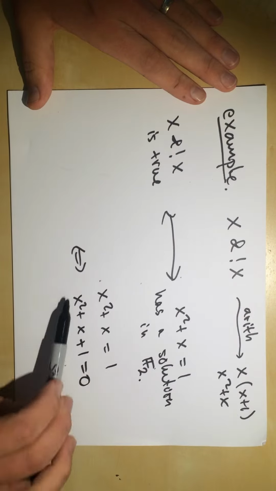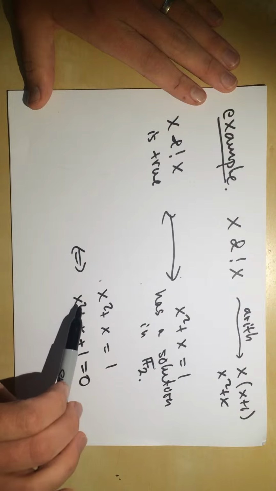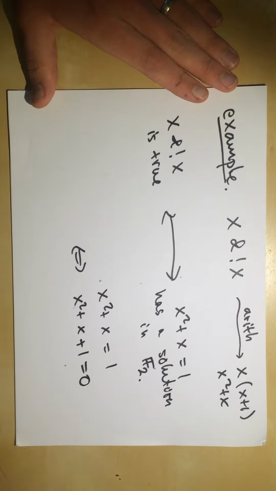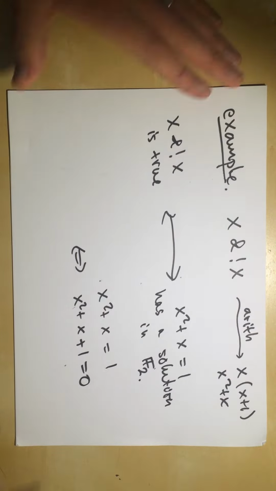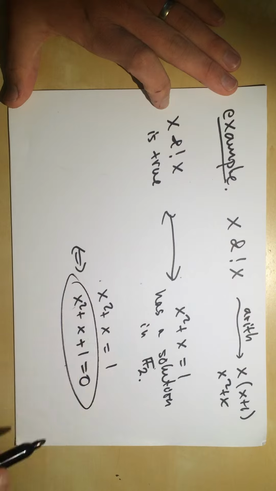Okay, so we can check that this has no solutions. If I plug in 0 here, we get 1 is equal to 0. That's not true. And then if I plug in 1 here, 1 and 1 plus 1 is 0 in this thing. So 1 is not equal to 0. So it doesn't work again. Okay, so this is the equation that we have to solve.